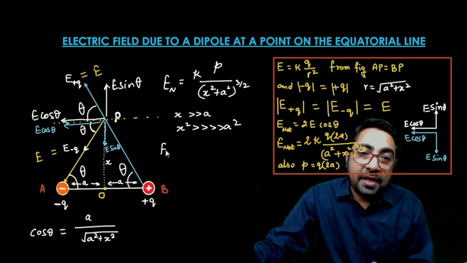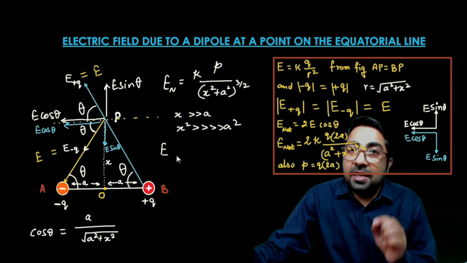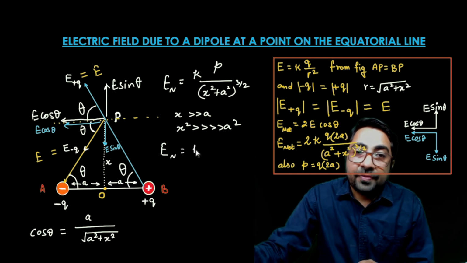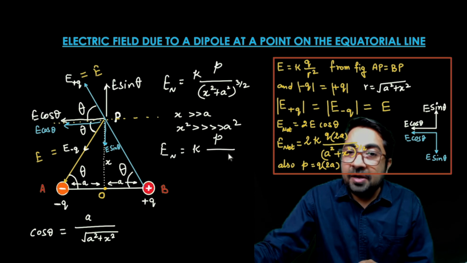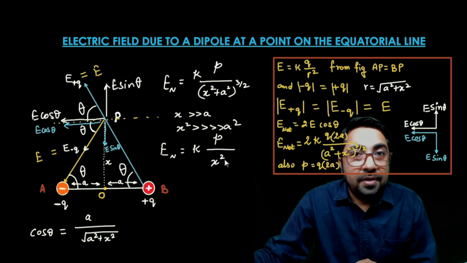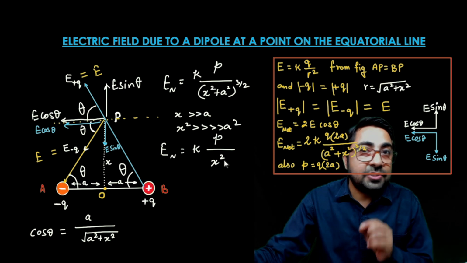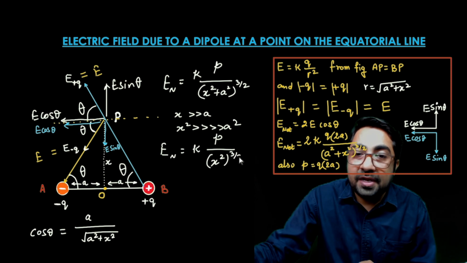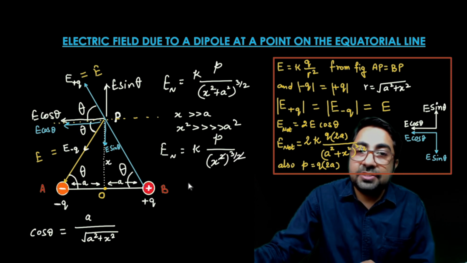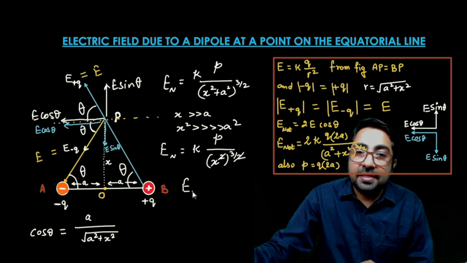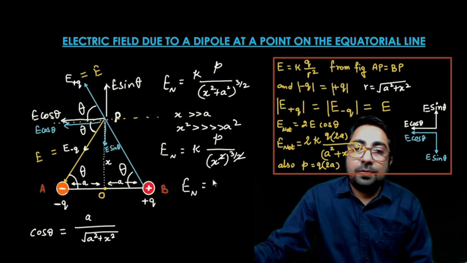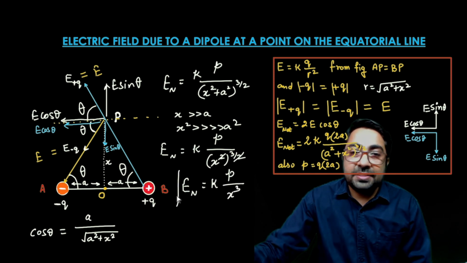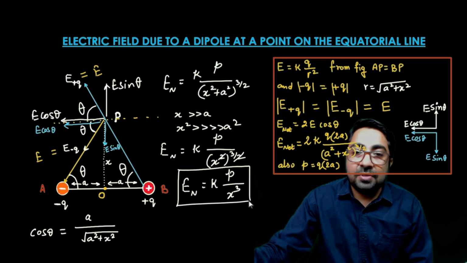Then the electric field intensity at the equatorial point for a short dipole is equal to the constant K times the electric dipole moment P upon x square. Here I have already neglected a square. So the remaining term is x square to the power 3 by 2. So 1 by 2 cancels with the square. So the total electric field, that is E net, is equal to K times the dipole moment upon x cube. So this is the electric field intensity due to the short dipole.